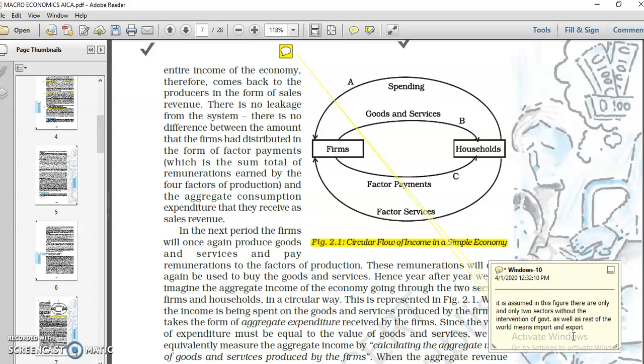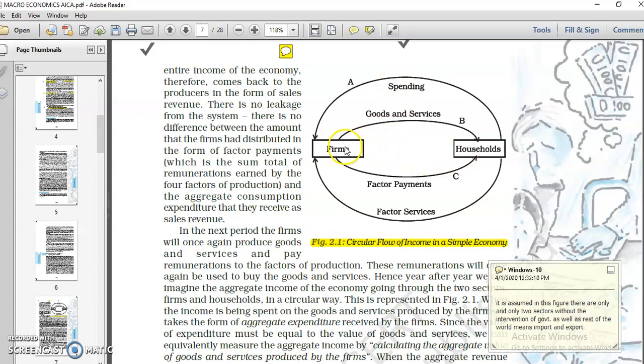In this illustration, in this diagram, we have taken two sectors. First one is firms, second one is households. And we assume that there are no other sectors. Other sector means there is no government intervention. We are taking it as a closed economy, means government interference is not allowed, as well as there is no import and export, there is no intervention of the rest of the world.